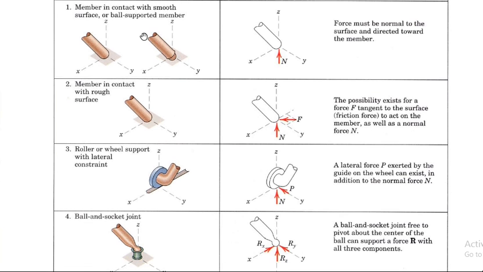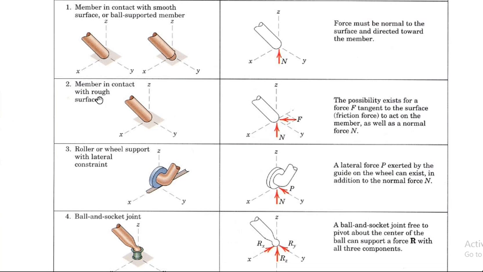The first condition is a member in contact with a smooth surface. It means if there is a smooth surface there will be no frictional force, or a ball supported member. So the condition is a smooth surface and ball supported member, and the free body diagram shows a force that must be normal to the surface and directed toward the member.